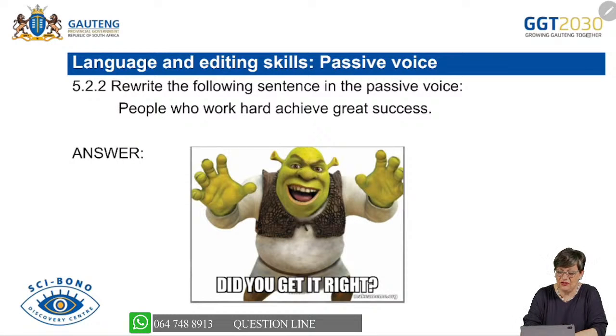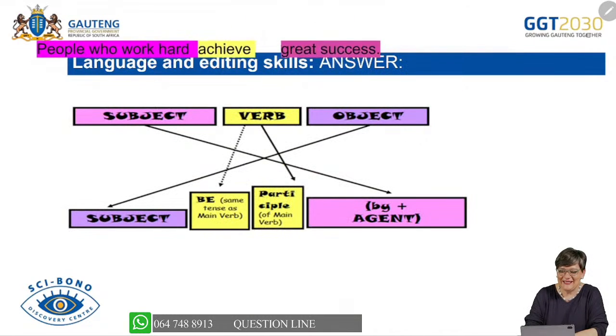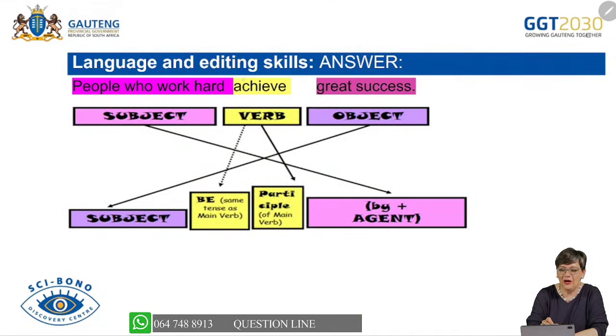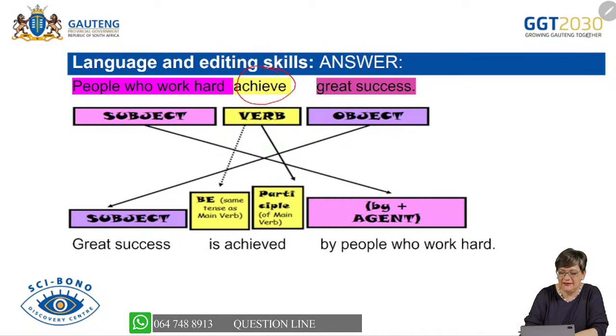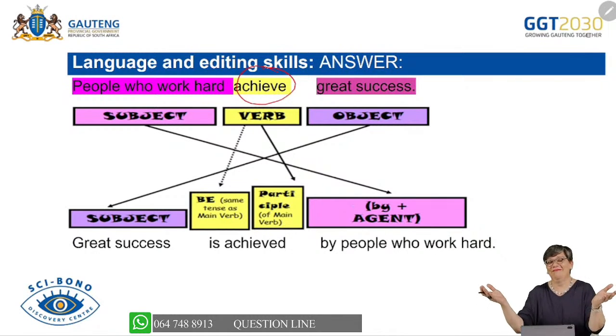Now here's the answer. Did you get it right? Let me show you quickly. Here's our sentence. People who work hard achieve great success. And the first thing I've done, I've broken it up. I've found my verb. There's my subject. There's my object. And I've literally switched places. Great success is achieved by people who work hard. Can you see how easy it is?